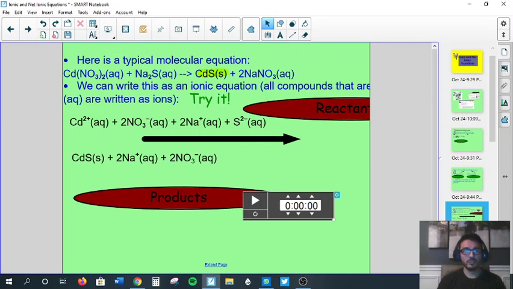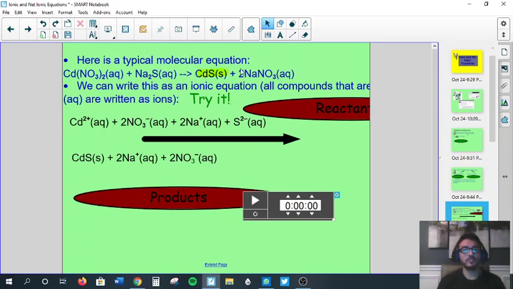Whenever you see solid, what that just means is you're going to rewrite it exactly as it's seen. Whenever you see aqueous, that's when you break it up into its ions. So sodium nitrate in this case is going to break apart into its ions, two sodiums and two nitrates, right? I want to make sure to take a look at this here. There are two sodium nitrates.